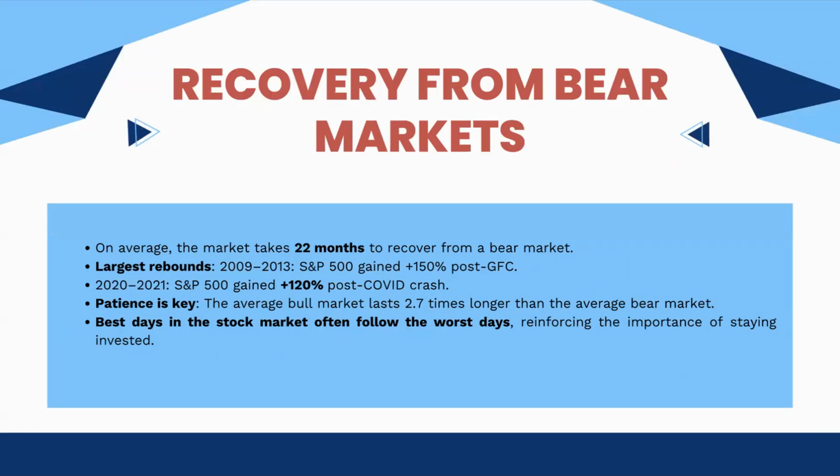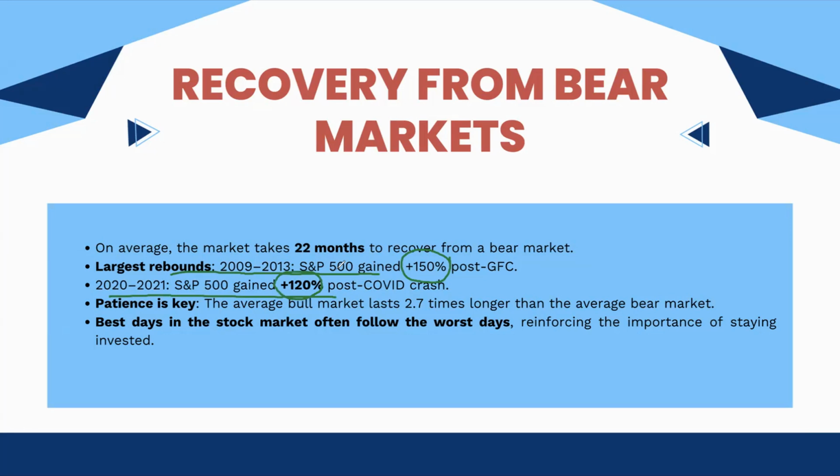Recovery from bear markets. How long does it take to get out of these funks, right? On average, it takes about 22 months to get out of a bear market. You can see the largest rebound here followed the great financial crisis, and we went up 150% from there. So again, it shows the opportunity that exists after you have these drops. And when we talked about COVID, this is where I said you could have made a lot of money here, 120% after that 1 month dip of 30, what was it, 34%.